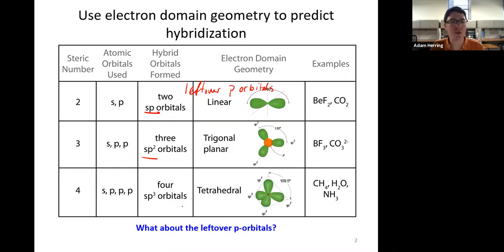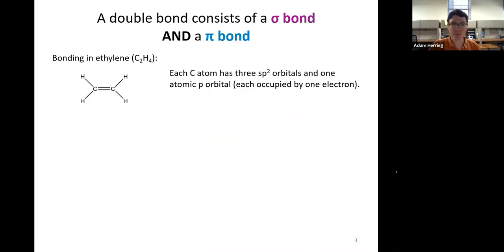So what happens to those leftover p orbitals? We're going to learn how they are used. A double bond consists of both a sigma bond and a pi bond, and this is where those leftover p orbitals are used. They form the pi bond. So if we look at the molecule ethylene, each carbon atom in ethylene has 3 sp2 hybrid orbitals and 1 leftover p orbital that has not been hybridized.